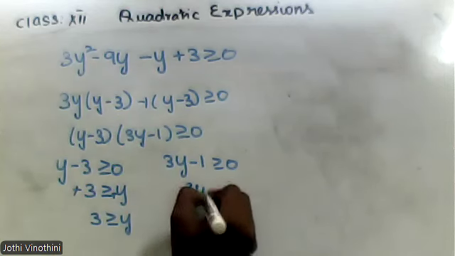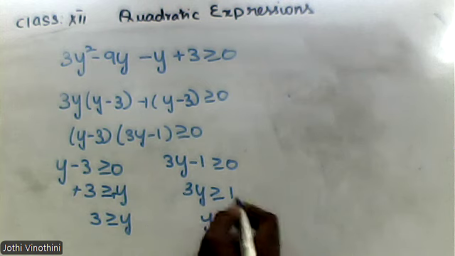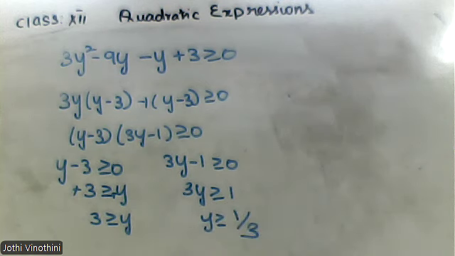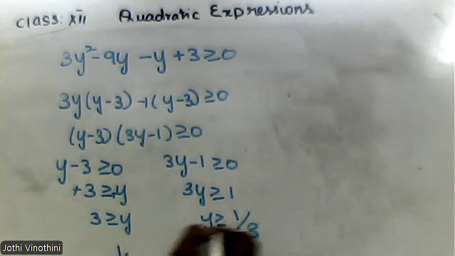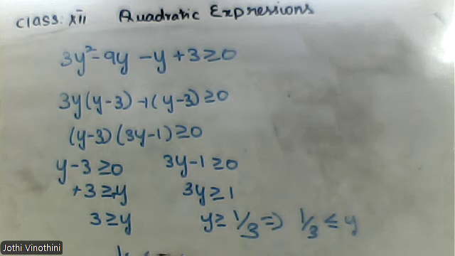Similarly, here I am going to keep this y inside. I am going to take this one to that side. It will become like this. While comparing this, we will get 1 by 3. So we can write this like 1 by 3 less than or equal to y, less than or equal to 3. 1 by 3 less than or equal to y less than or equal to 3.